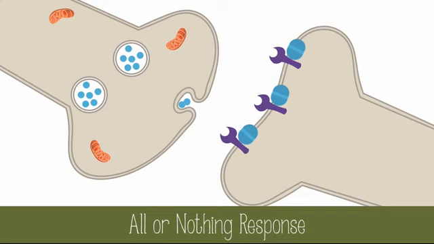If there isn't enough neurotransmitter binding to receptors, then there won't be enough sodium flowing into the cell to reach threshold potential. This means that there is an all or nothing response. Either there is enough neurotransmitter to start the action potential and the impulse is sent, or there is no impulse.